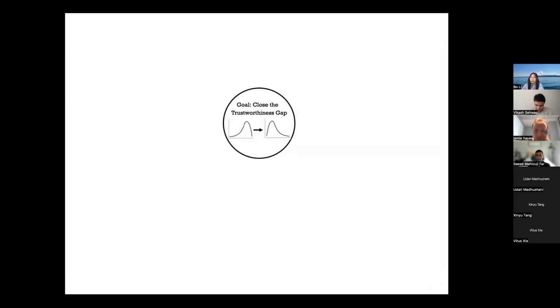Considering all the potential topics under trustworthy machine learning, one fundamental question we want to address is how to close the trustworthiness gap under the distribution shift between training and testing, or between different types of distributions that we will explain later.